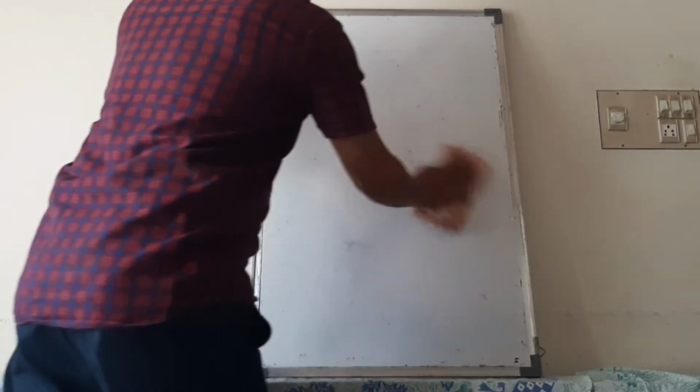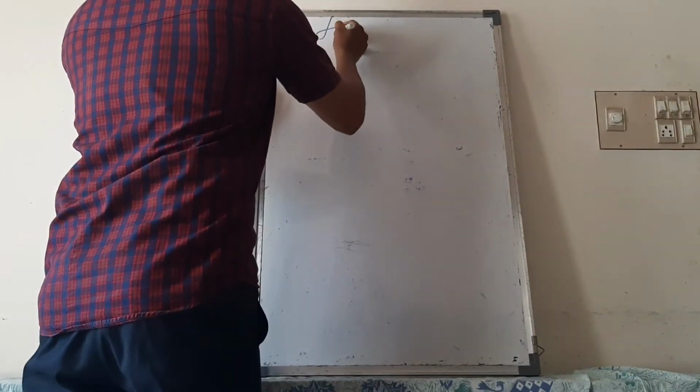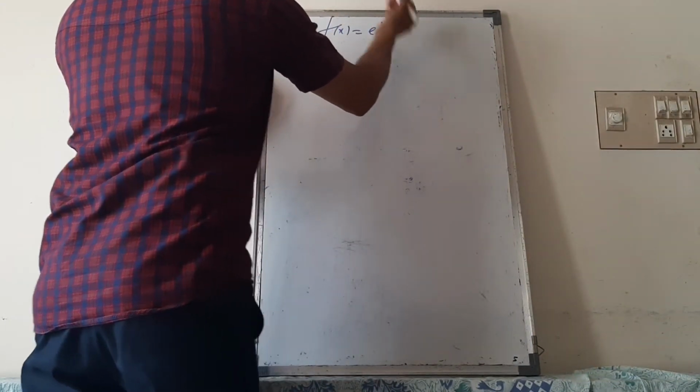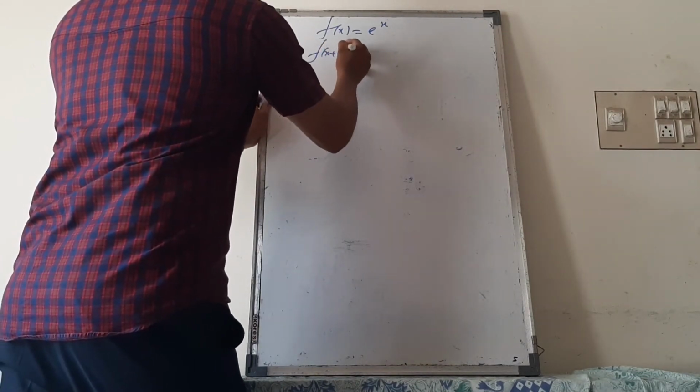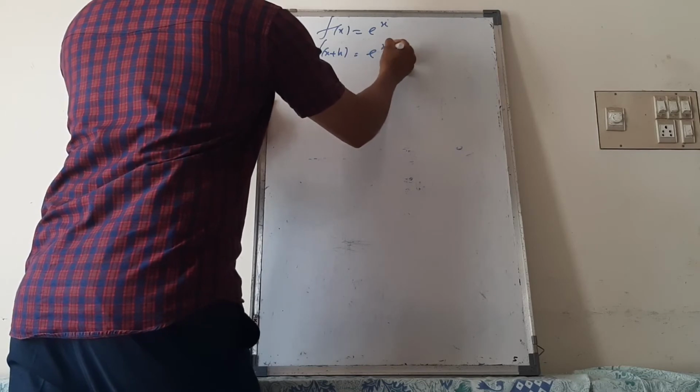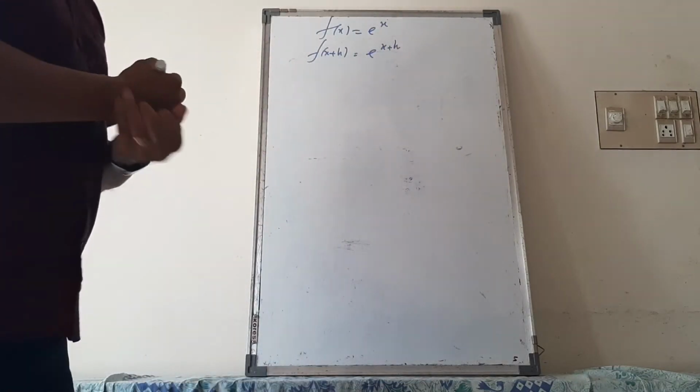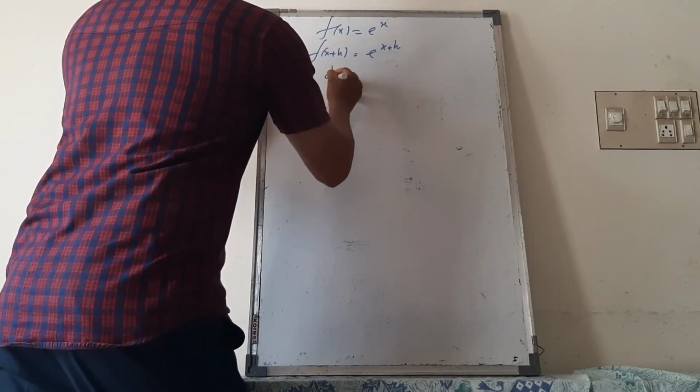Now we find the derivative of these functions. First we consider the function f of x equal to e raised to x. Now f of x plus h is equal to e raised to x plus h. To find the derivative, first you write the formula.